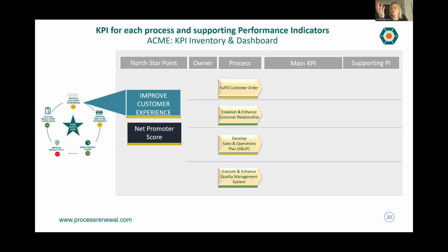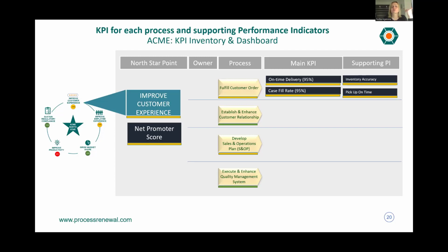So here's an example on fulfill customer order. Again, we're looking at improved customer experience. Net Promoter Score is super important to us. Those are the 4 processes that we've discussed from the process architecture that affect that measurement. Now, what would be the main KPIs? For those processes, outcome-oriented measurements are on-time delivery and case fill rate. But also important for them are inventory accuracy and pick up on time ratio. We know that those are in yellow overall, so the performance of the process is yellow.